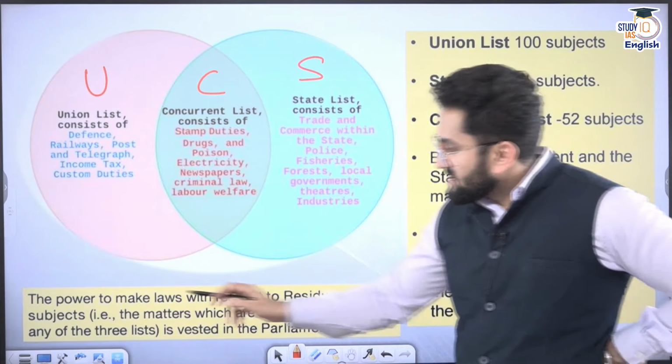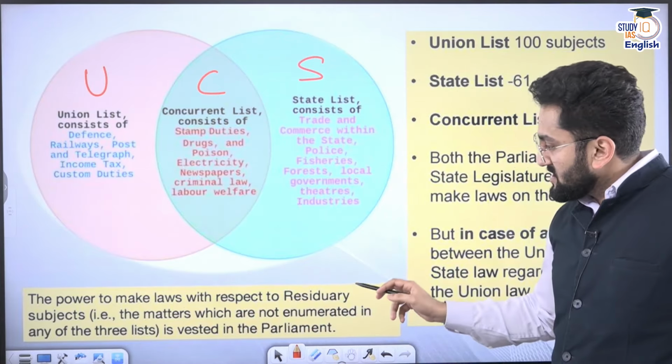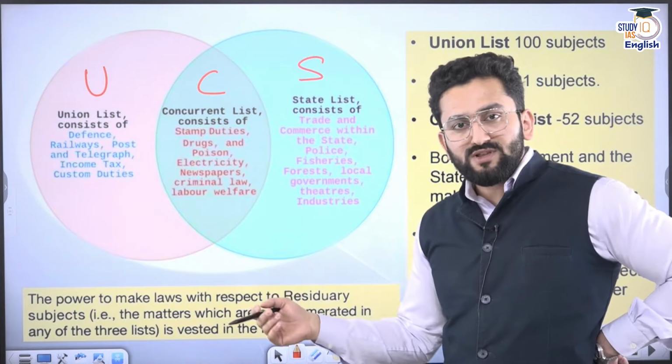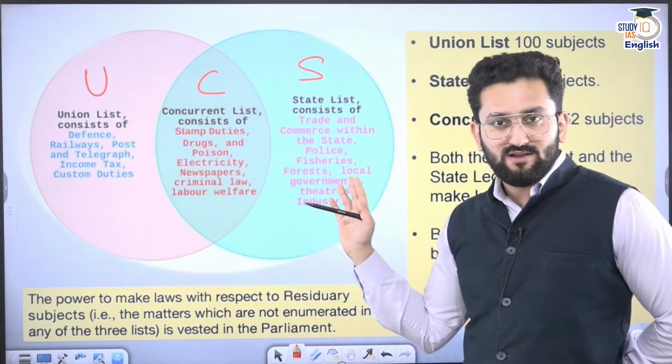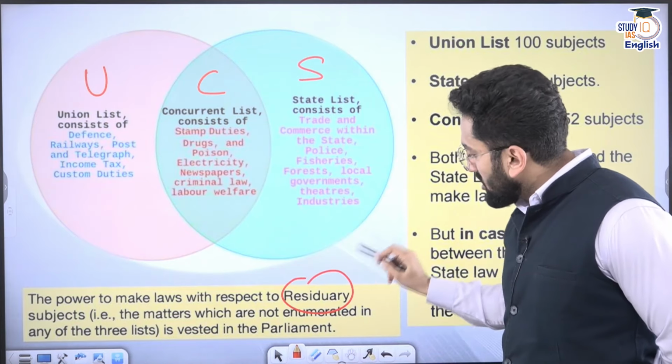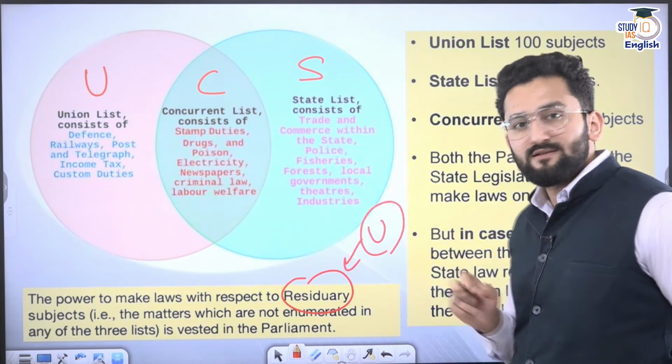Now, the power to make laws with respect to residuary subjects. What are the residuary subjects? It means those subjects which are not mentioned in any of these lists. So, in this case, the power will come to the Union.